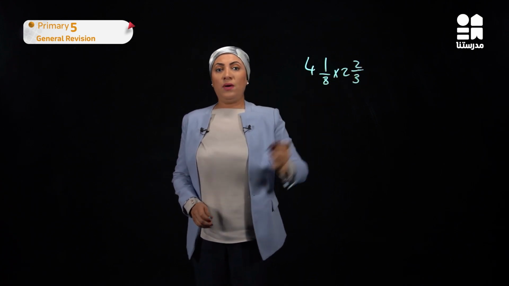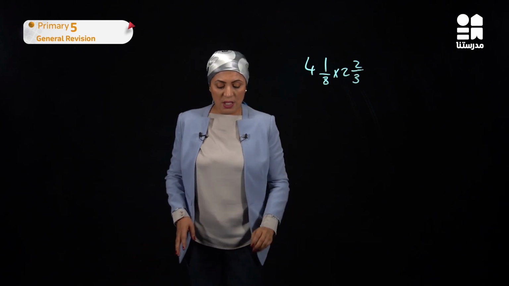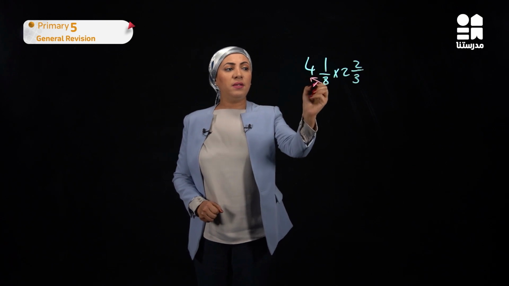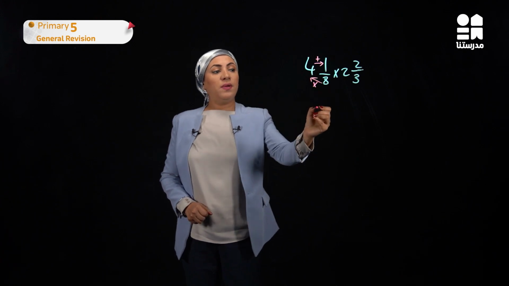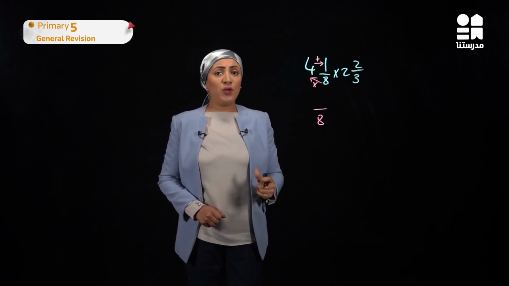Okay guys, our example is 1/8 times 2/3. Now, I have to change these mixed numbers into fractions before I simplify them to come up with the final answer. So, this is what I am going to do. I will multiply the 8 by the 4, and then I add the answer to the 1. So, the denominator stays as it is. It will be 8. 8 times 4 is 32, plus 1 is 33.